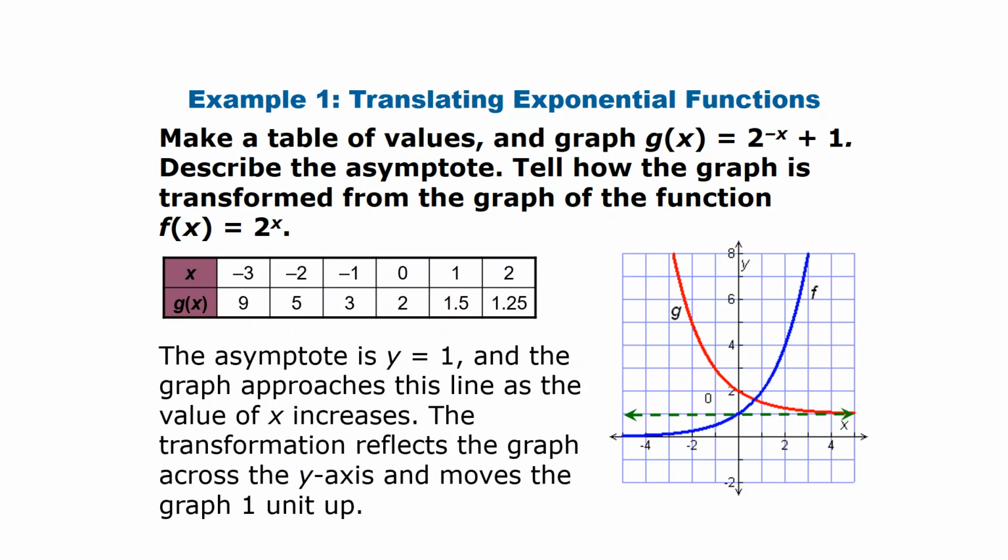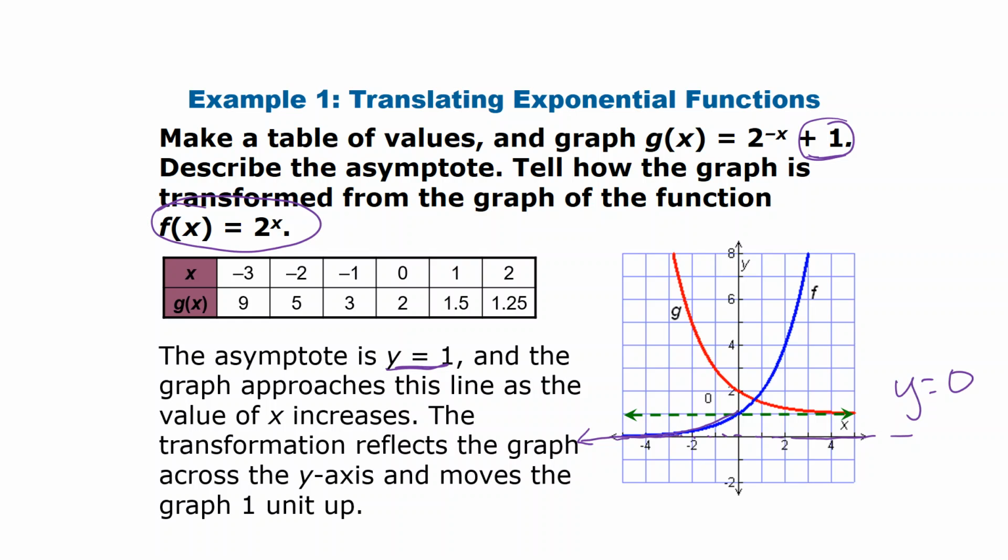The parent function is the one in blue, okay? This is f of x equals 2 to the x power. And notice the asymptote, that's the line that our function never actually will touch. It'll get infinitely close to it, but will never actually touch. And so here our asymptote is y equals 0 for the parent function. But look what happens. We took our parent function and we went up 1. So our new asymptote is going to be y equals 1.